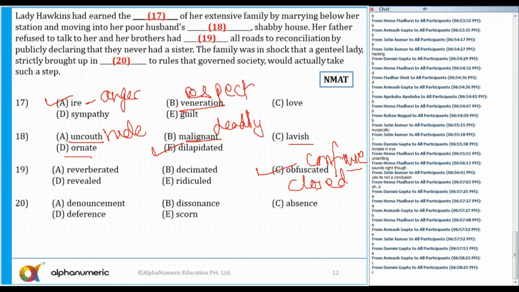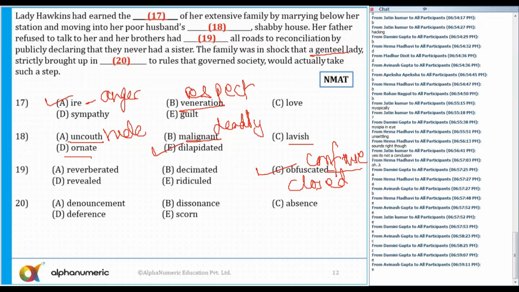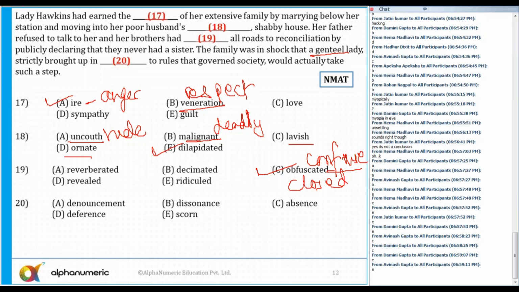The family was in shock that a genteel lady, strictly brought up in dash to rules that govern society, would actually take such a step. So she's a genteel lady. Genteel means a person who follows all the rules of society. Such a person is called genteel, not kind, or a person who is very proper, who follows all the rules of society, is called genteel.